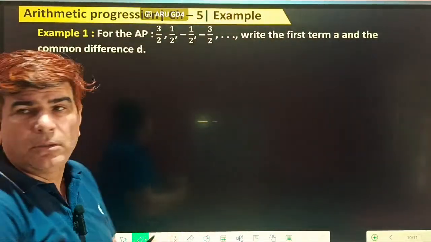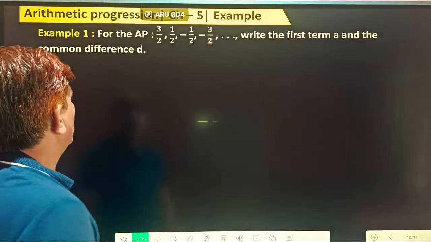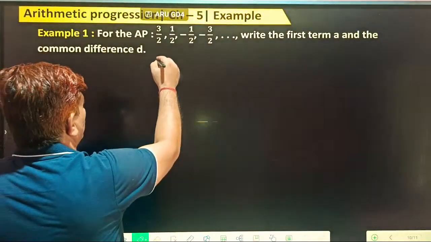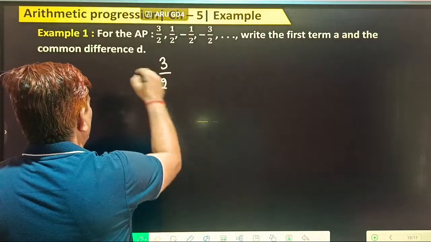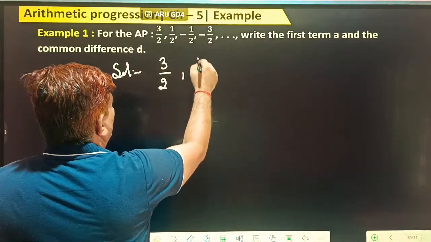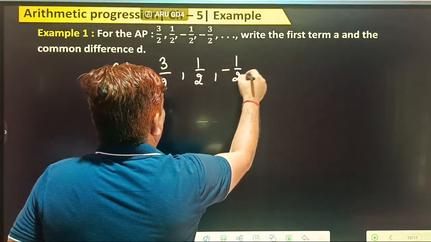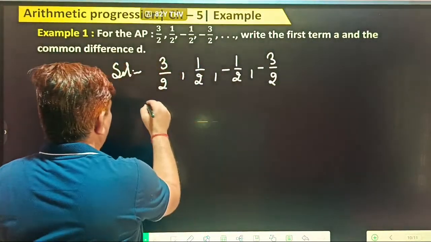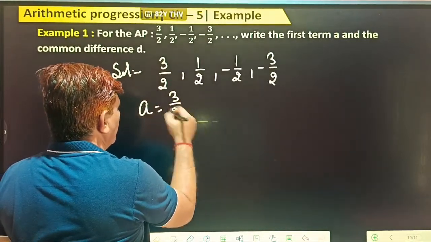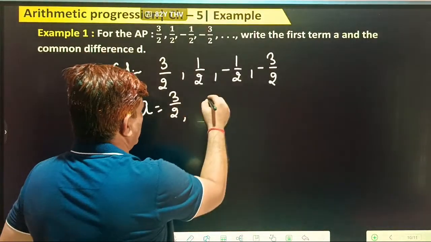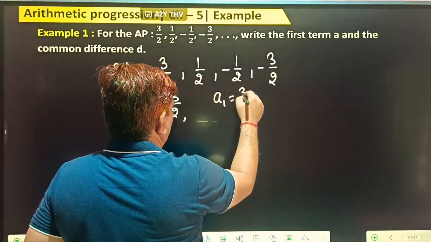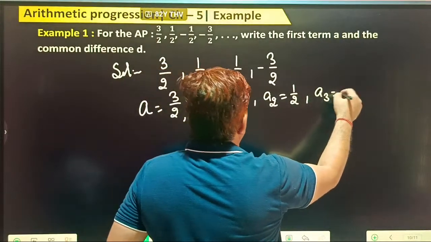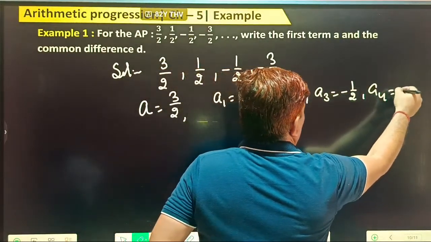So example number 1. This is for this given: write the first term A and the common difference D. The given sequence is 3 by 2, 1 by 2, minus 1 by 2, minus 3 by 2. Solution of it. Write the first term A. So the first term is what? Already you know, 3 by 2, and the common difference you also have to find. So we can say A1 equal to 3 by 2, A2 is 1 by 2, A3 is minus 1 by 2, A4 is minus 3 by 2.